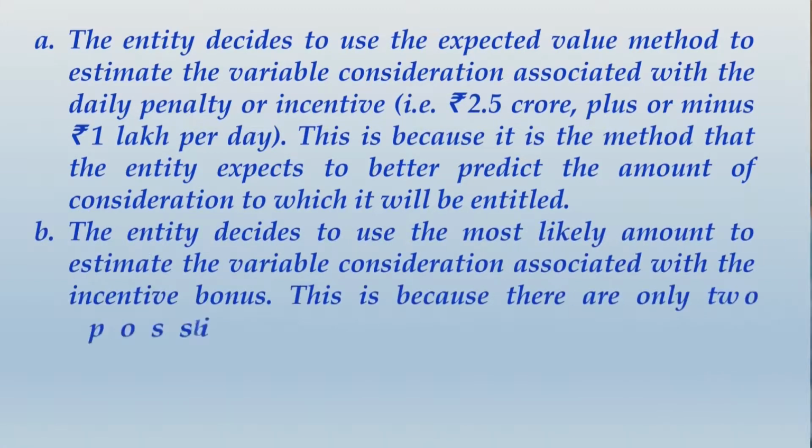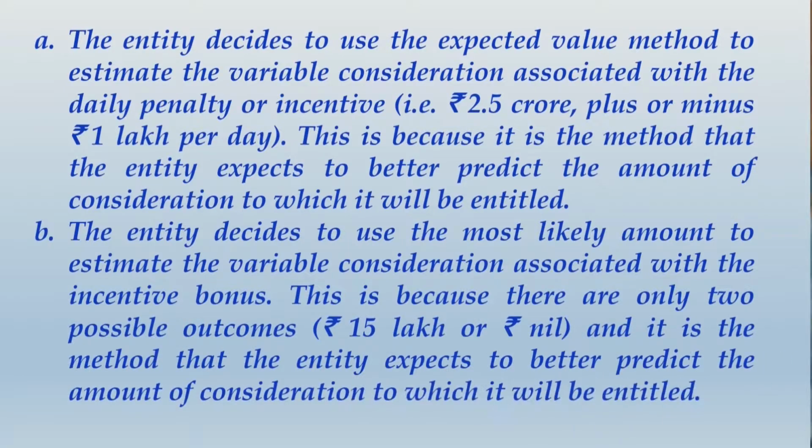Secondly, the entity decides to use the most likely amount to estimate the variable consideration associated with incentive bonus. This is because there are only two possible outcomes, that is rupees 15 lakhs or rupees nil, and it is the method that the entity expects to better predict the amount of consideration to which it will be entitled. So friends, write up this detailed explanation also, and that will be the end of the answer.